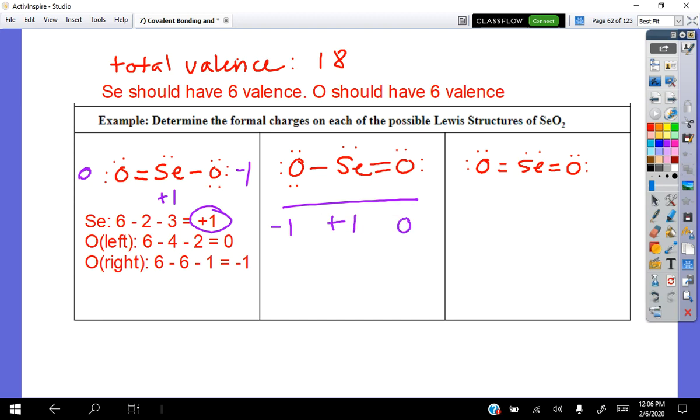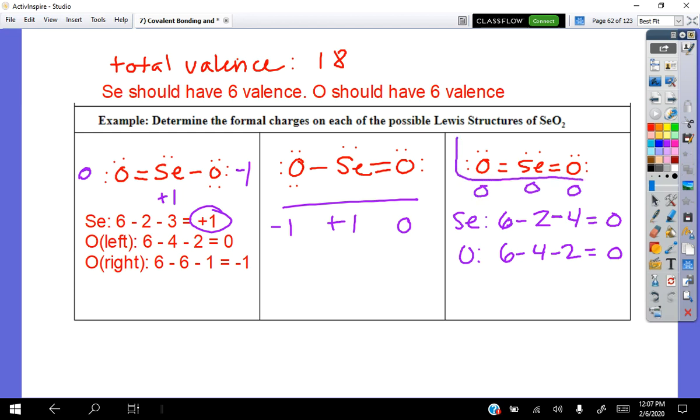But then if we look here for this one, for selenium, I've got 6 as my valence electrons, I've got 2 dots, and I've got 4 lines. When I subtract that, I end up with a formal charge of 0. When I go through and do this for each oxygen, I notice that these oxygens look the same now. I've got 6 valence electrons, minus 4 dots, minus 2 lines. And I end up with a 0 formal charge for those as well. Guess what? Even though it looks strange, this ends up being the best possible structure for this molecule because I have reduced the formal charges.